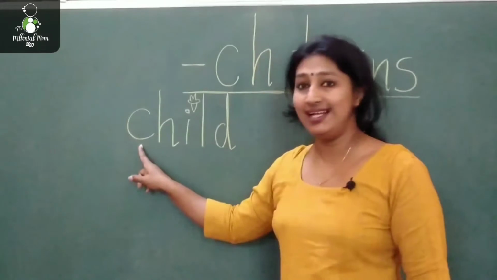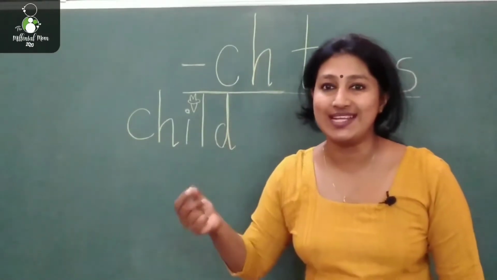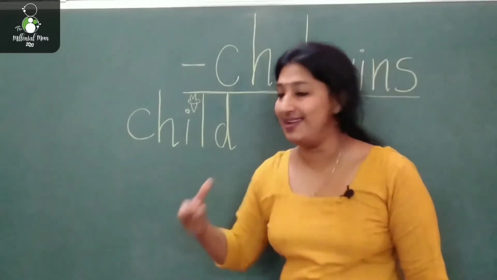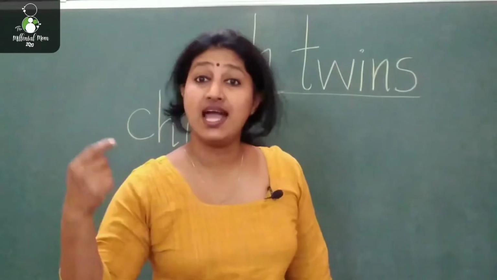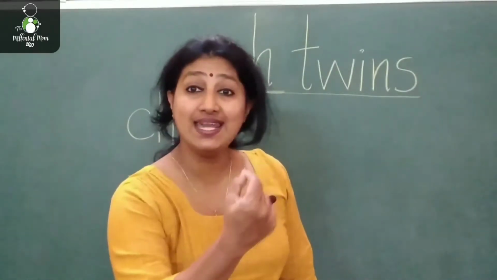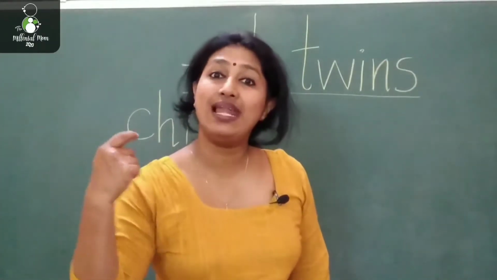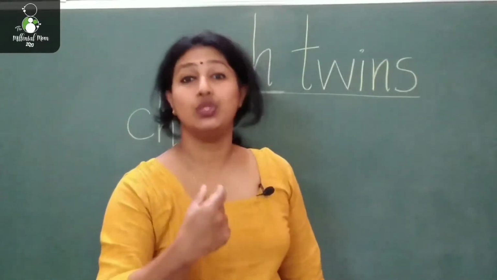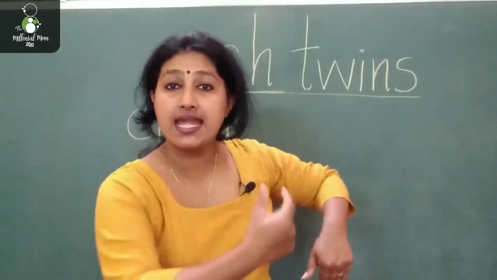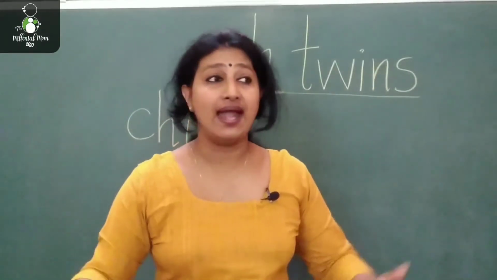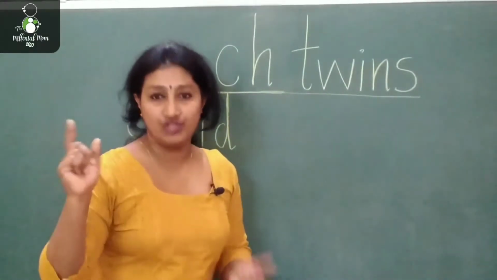So child, CHILD. Now how do you write the word children? Children എന്ന് എഴുതണമെങ്കിൽ you have to just add ren to the word child. Child ന്റെ spelling എഴുതിയിട്ട് അതിന്റെ കൂട്ടത്തിൽ ren. If you add ren to the word child, you will get the spelling of children.